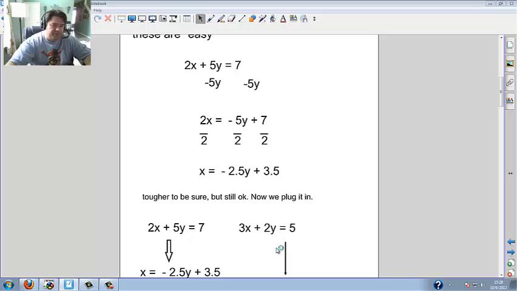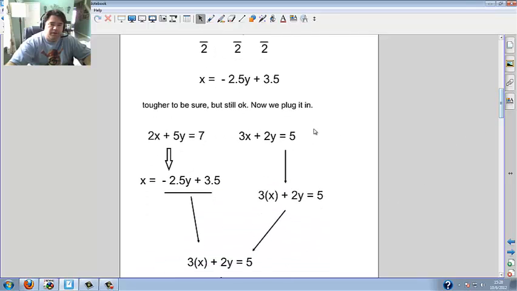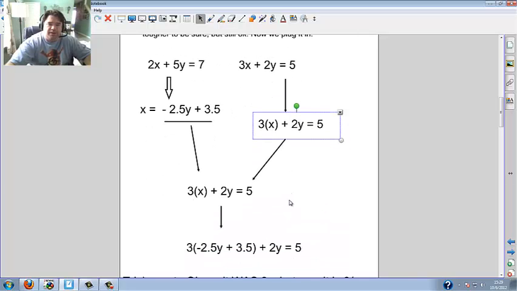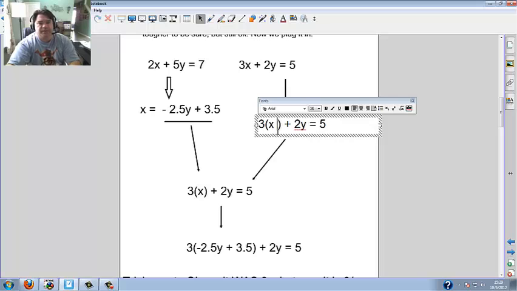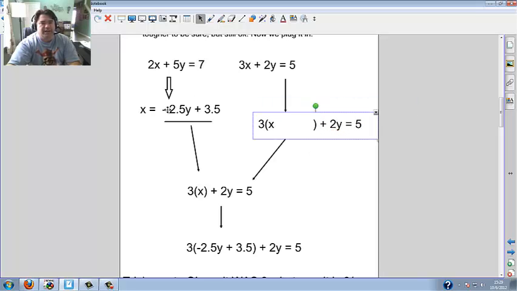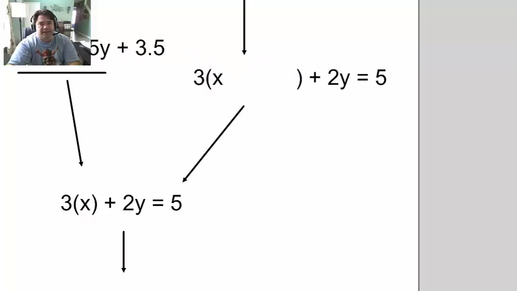Here's where it gets a little choppy. Remember that this was the original. This is what I made. I'm now going to stick this x where this x is. So instead of 3x plus 2y equals 5, all I'm going to change is this x. This x will now take on this value. So I'll just rewrite this problem again, but give a good amount of space in my parenthesis, because I'm going to erase that x and put in the negative 2.5y plus 3.5. All I did was I took this and said, hey, you get bigger, x you go away, and this gets dropped right in there like that.